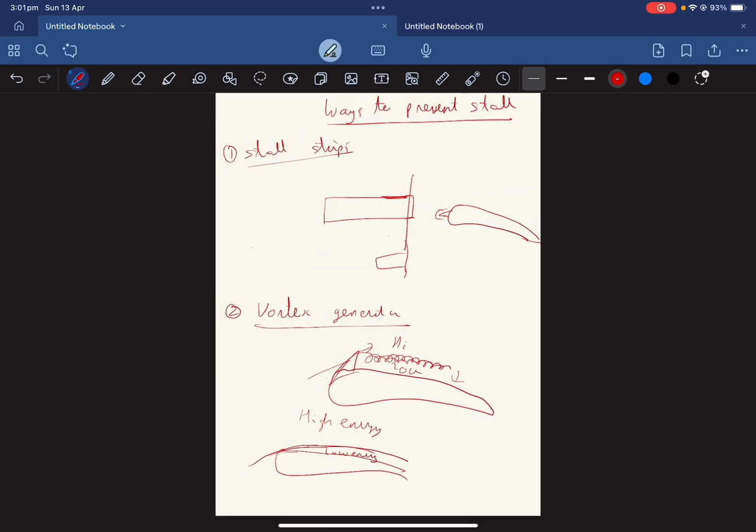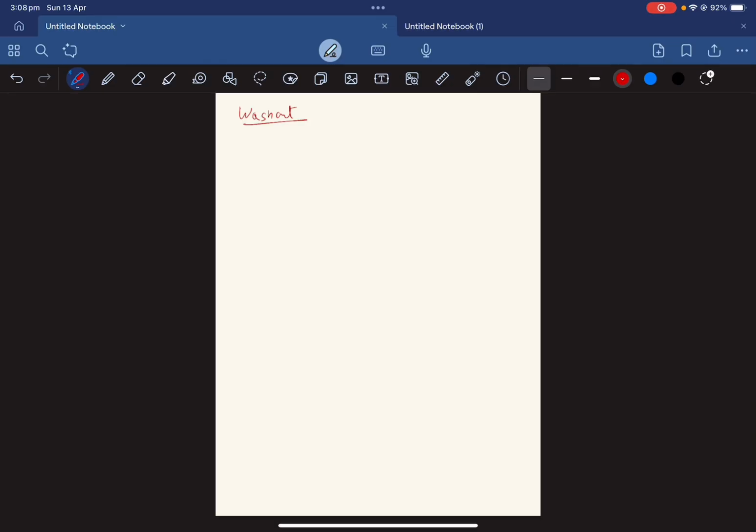Now the next one is washout. What happens basically in washout is, let's say this is your wing. All right. So the wing is twisted in a way that the angle of incidence... do you remember the angle of incidence? What is that? It's the angle between your chord and the longitudinal axis, right? So the angle of incidence at the root is higher than the angle of incidence at the tip. So basically the root will exceed the critical angle before the tip. So this is a way to promote root stall.